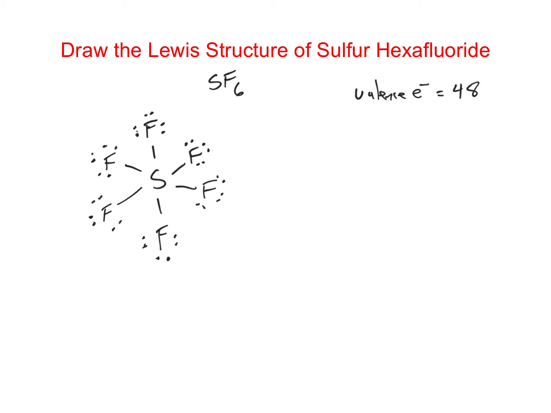All of the fluorines are happy. They all have complete octets. And then sulfur has exceeded the octet, but sulfur being in the third row of the periodic table, that is actually okay. We are allowed to expand the octet for sulfur. Those extra electrons, we can argue, are going into the unoccupied d orbitals.